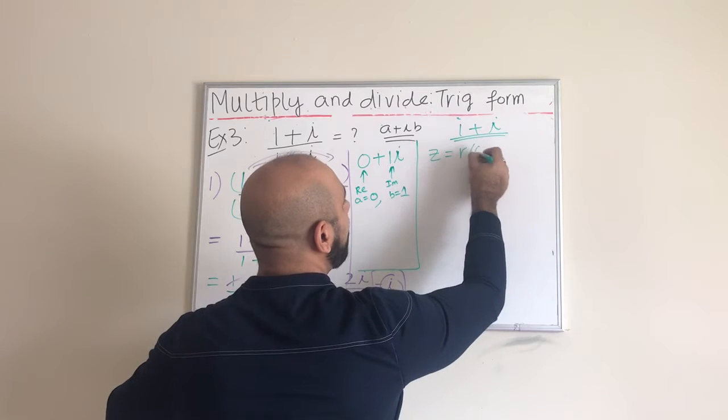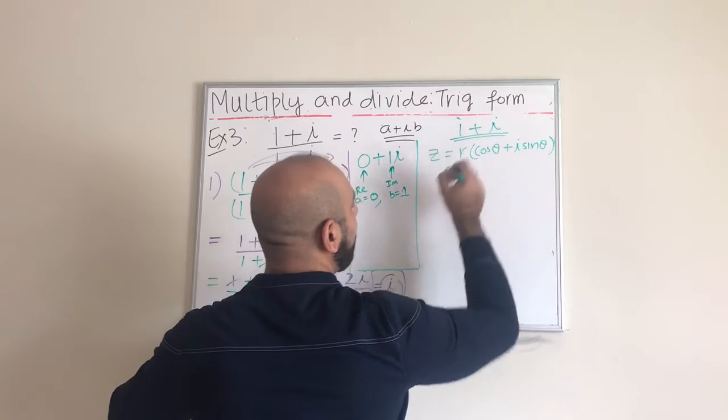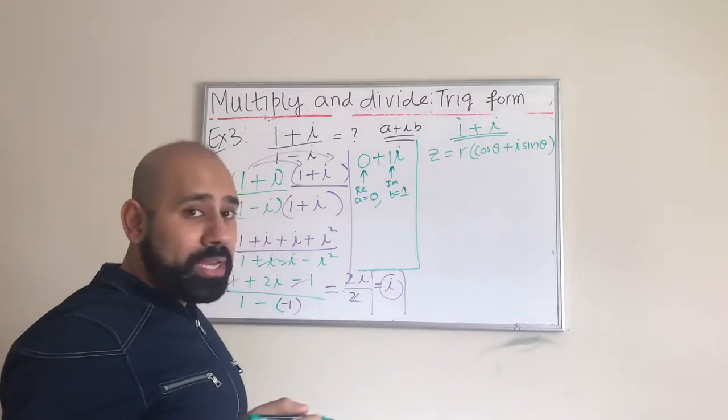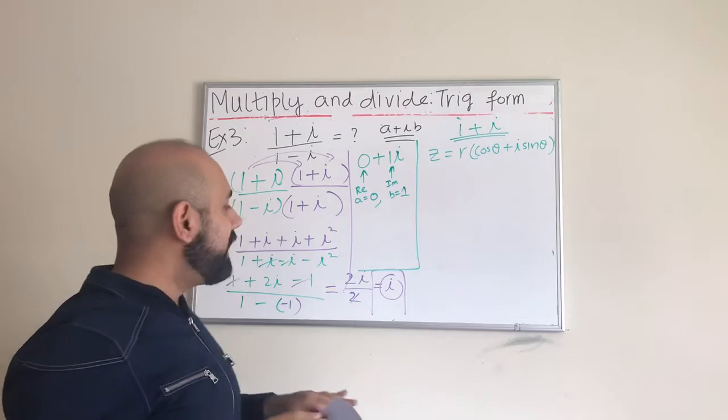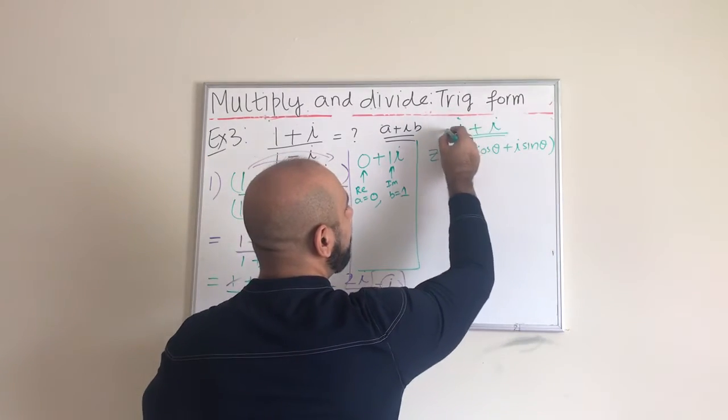So for 1 plus i, if we want to transform this into a trig form, we know the corresponding trig form is going to be r times cosine theta plus i sine theta. So we need to find the r, which is the absolute value, and then we also need to find the angle theta. Guys, it is not too complicated. All we have to do is, for this, identify the real and the imaginary part.